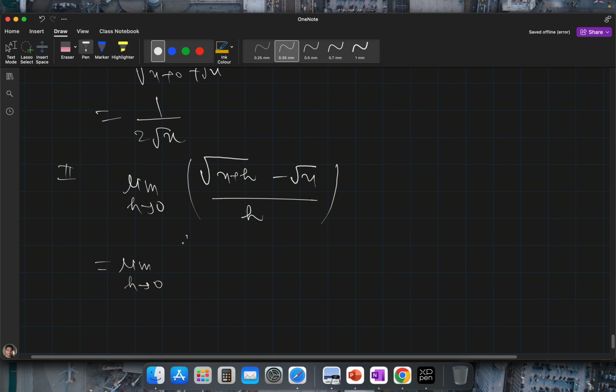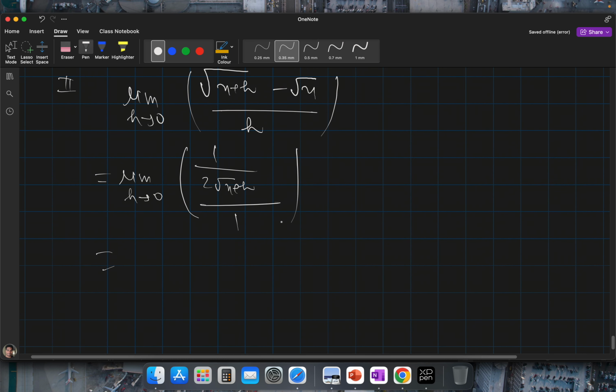Okay, now differentiate this. The derivative of the numerator will be 1 by 2 square root of x plus h. Okay, and this will be 0 and this will be 1. Directly just substitute h as 0, you will get 1 by 2 square root x.